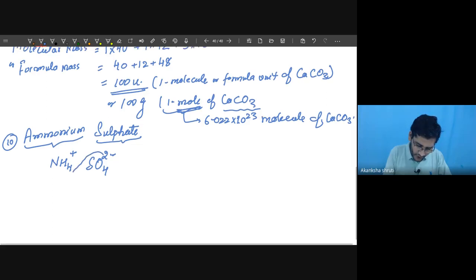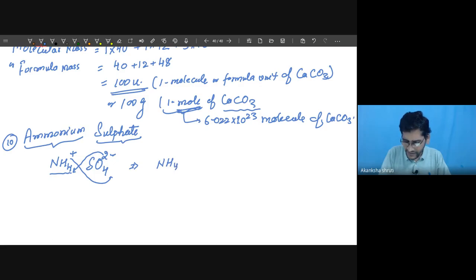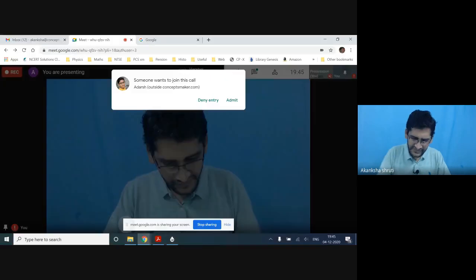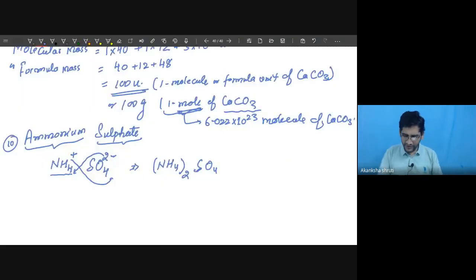So for writing the formula, the 2 has to be brought below this entire unit and the 1 has to be brought below the other. It becomes NH4, this entire species or ion has to be present 2 times, and SO4 has to be present only 1 time. If the bracket is for 1 time, that bracket can be left. So the formula is like this: NH4 whole twice, SO4.